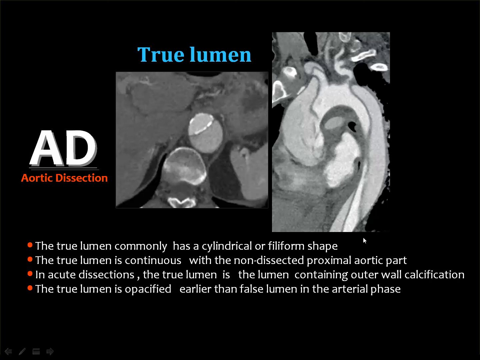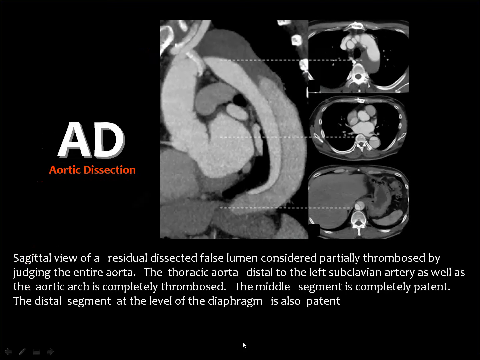Then the true lumen is the smaller one. The true lumen is the more enhanced lumen. The true lumen is lined by calcium along its outer wall, while the false lumen is large and is not enhanced by contrast similar to the true lumen, and calcium is present on its inner wall, because the inner wall is made by the intima itself.